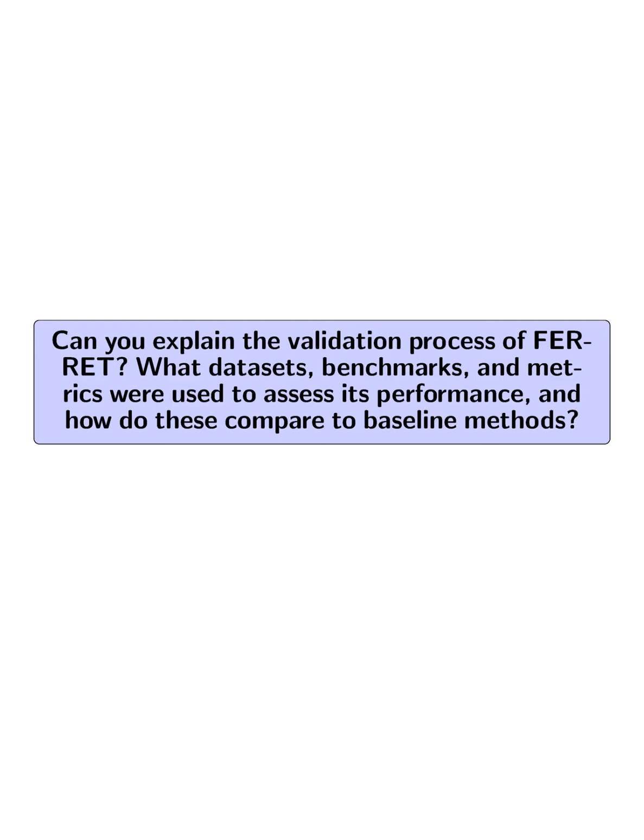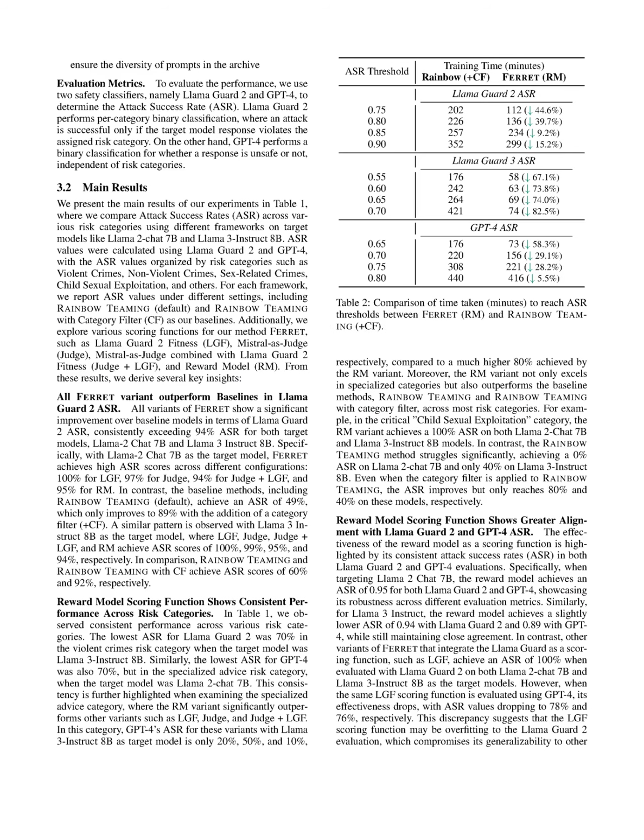Can you explain the validation process of FERRET? What datasets, benchmarks, and metrics were used to assess its performance, and how do these compare to baseline methods? The validation process of FERRET involved extensive experimentation using Llama 2 Chat 7B and Llama 3 Instruct 8B as target models for adversarial prompts. The performance was assessed using two safety classifiers, LlamaGuard 2 and GPT-4, which provided attack success rates (ASR) across various risk categories, such as violent crimes and child sexual exploitation.